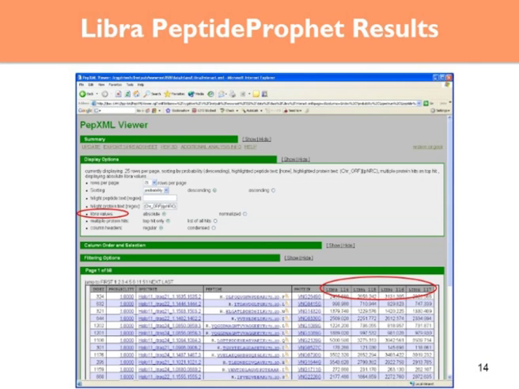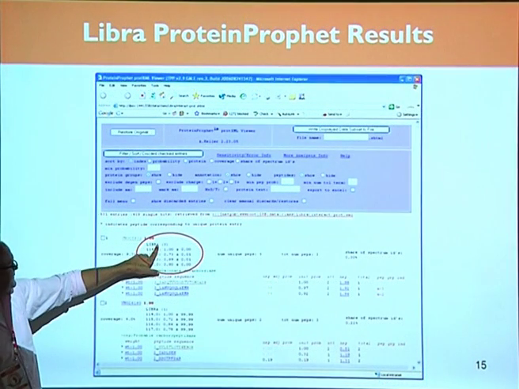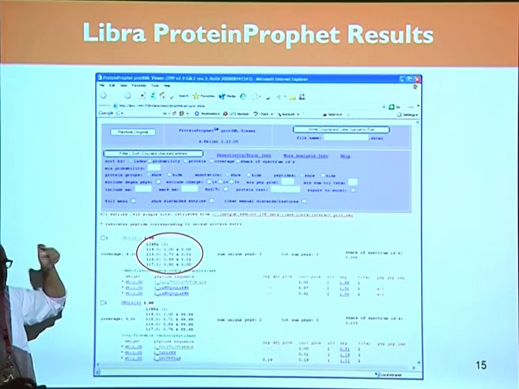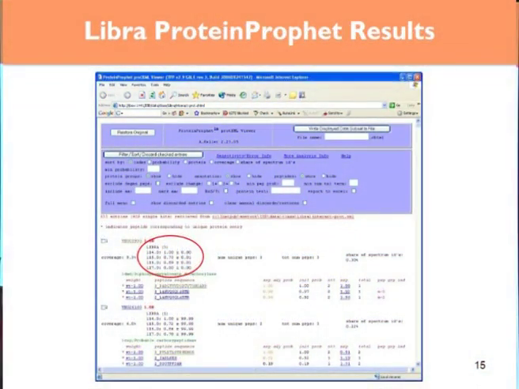And at the protein level, there's no pretty way to display this, but when you look at the older XML viewer, you'll have a Libra result. It'll have a parenthesis with the number of peptides used, and then the ratios for the different channels.